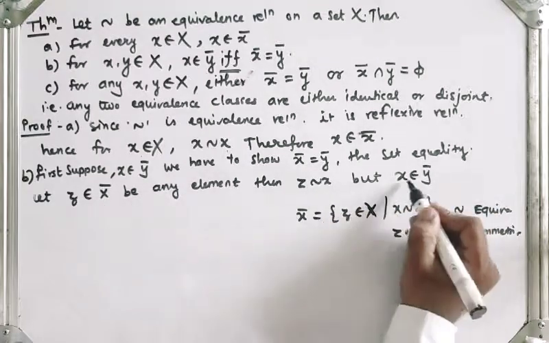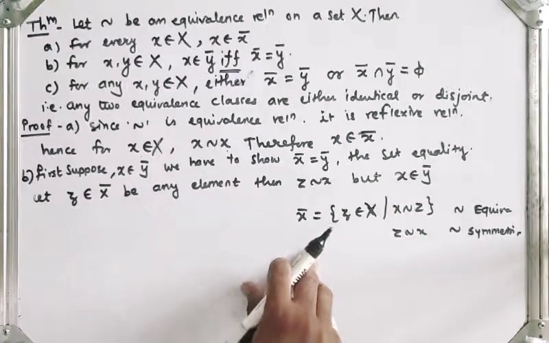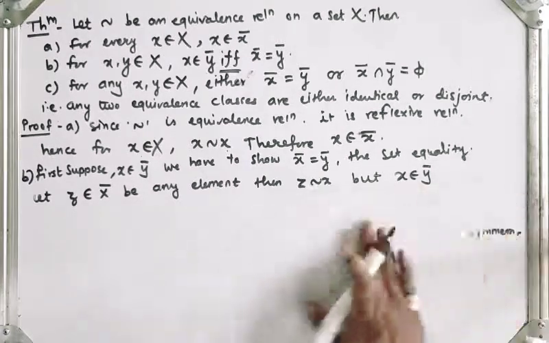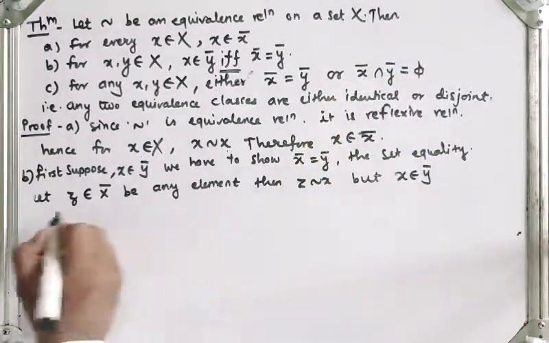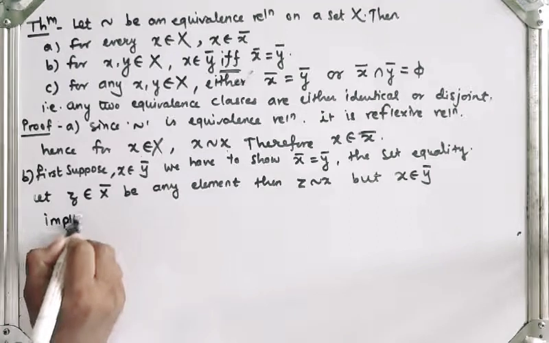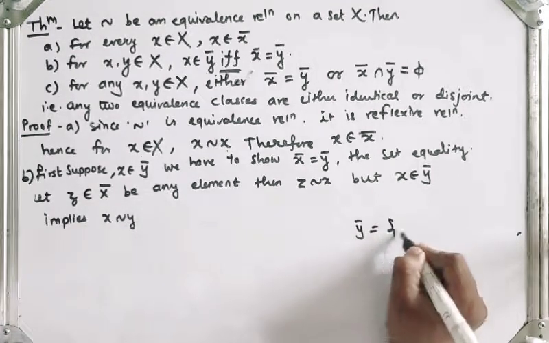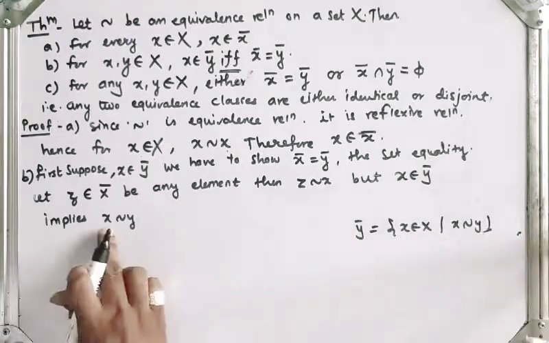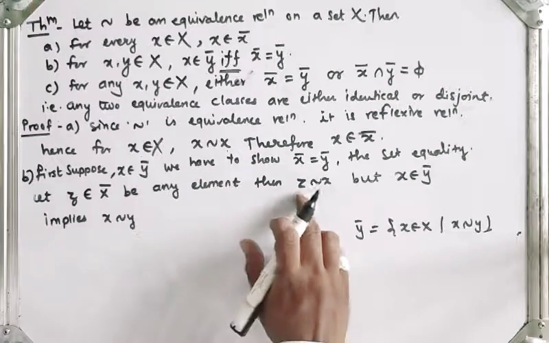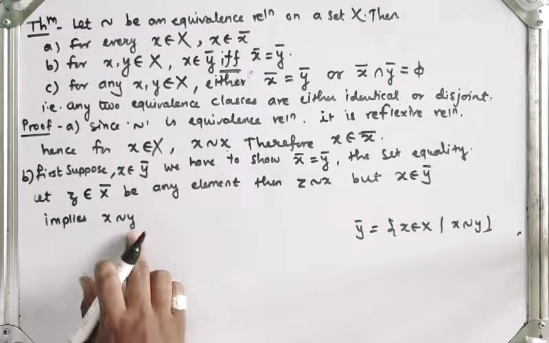So z is equivalent to x, and x belongs to y bar, meaning the equivalence class of y, right? Which implies that x is equivalent to y, because the equivalence class of y is equal to the set of all those x belonging to X such that x is equivalent to y. Here I get x equivalent to y. In the first case I get z equivalent to x, and in the second case I get x equivalent to y.